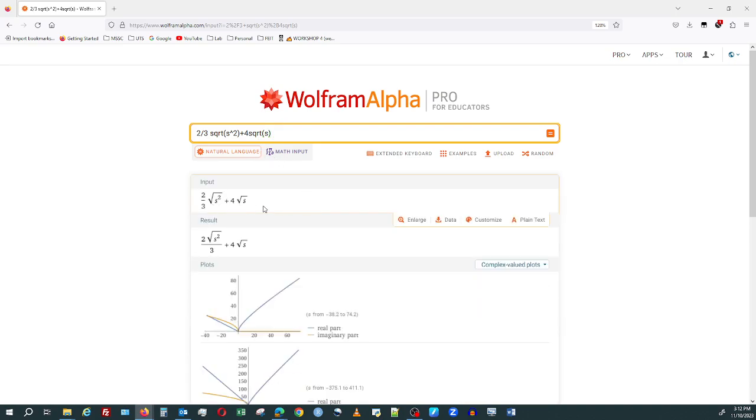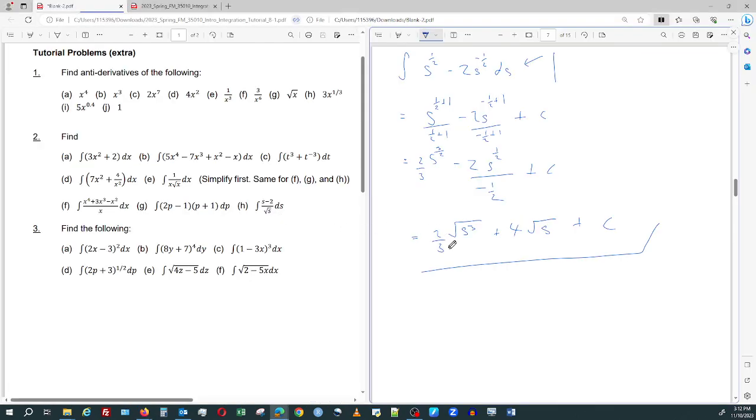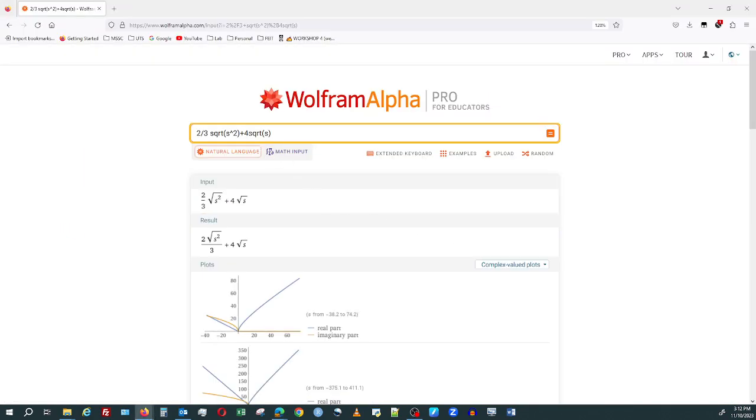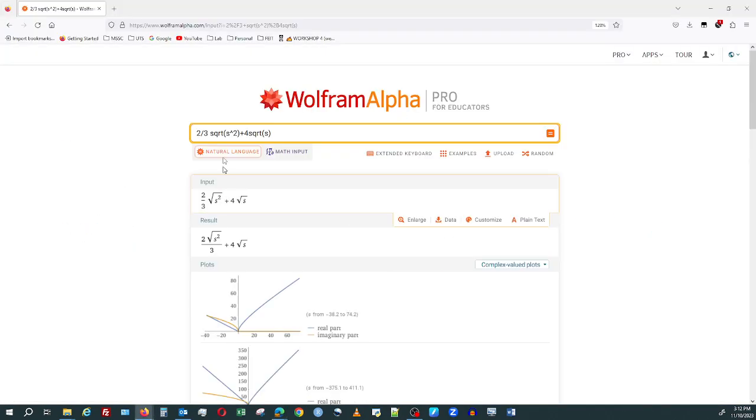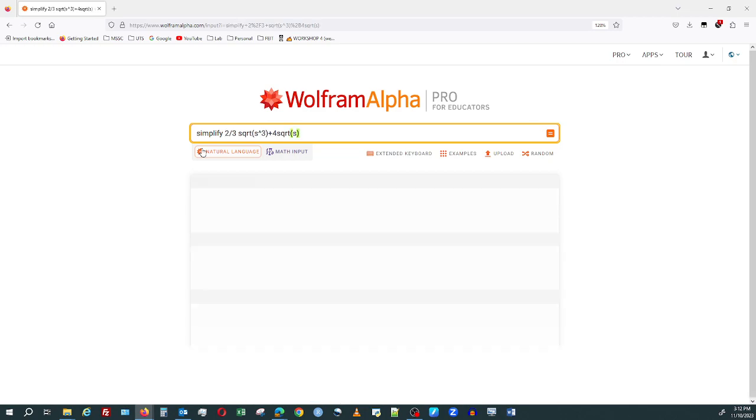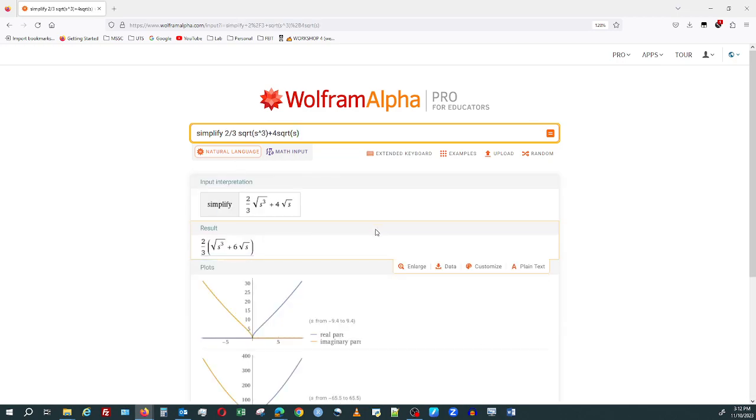So that's how I've put it. 2/3 square root of s cubed plus 4 square root of s. So that's alright, 2/3 of, and that's a cube. And I think we can tell it to simplify. Sorry, I'm just having a play around with it because we checked it. And there you go. That's the same as the previous answer.